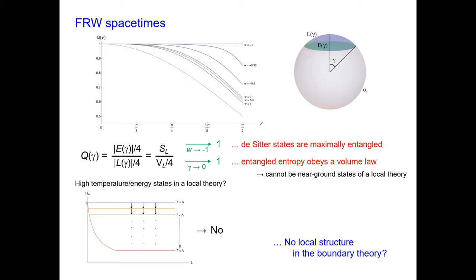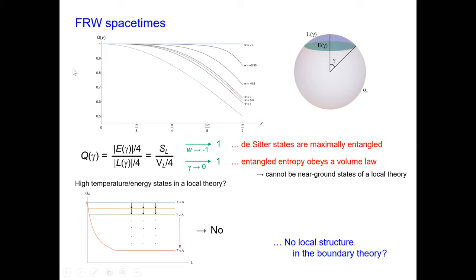So this certainly tells you that the theory is not like a local theory near the ground state, because then we know the boundary entanglement entropy must satisfy an area law. That's what happens in a CFT, and that's not the case here. The boundary satisfies a volume law, at least at short distances. So this is not a ground state of a local theory.